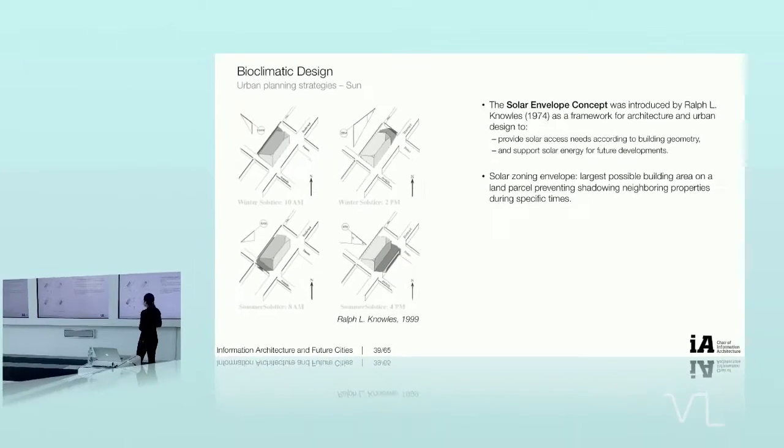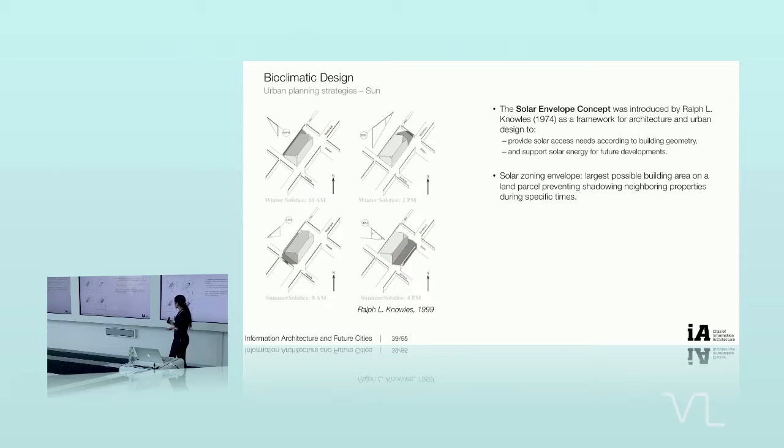This is an example called the solar envelope concept, which was introduced by Ralph Knowles, and it was a strategy to provide solar access according to building geometries. He actually did everything by hand. He studied the whole solar path of a particular place, and then he did some geometrical analysis, and he created these building forms, these building envelopes, in order to not disrupt the neighboring buildings and to make the most of the solar rights.